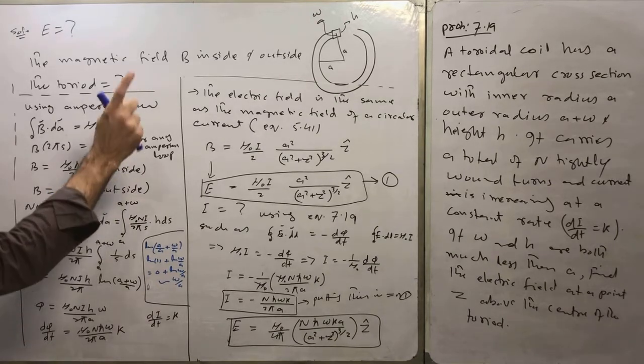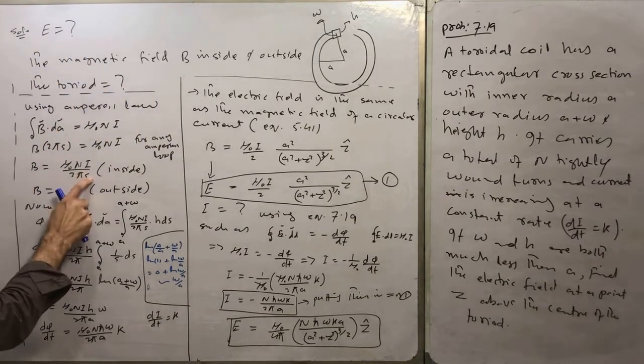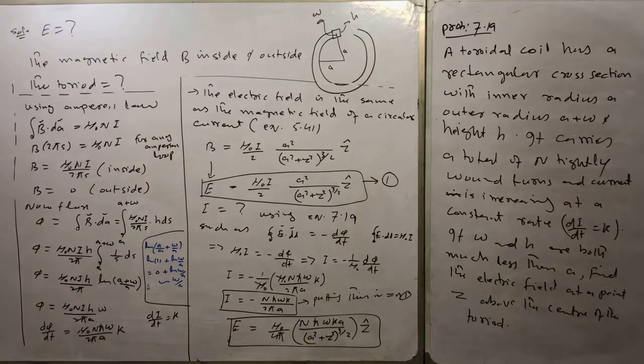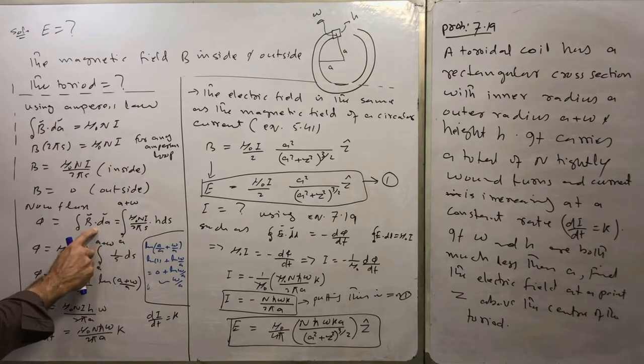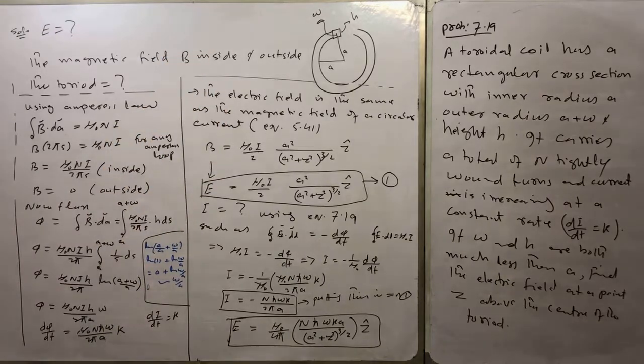This is inside the toroid. The magnetic field inside will be equal to this, and the magnetic field outside will be equal to 0. Now we calculate the flux. The flux is the integral of B dot dA. B we already have inside, and dA is the area, h ds, where h is the height and ds is the width of the Amperian loop.